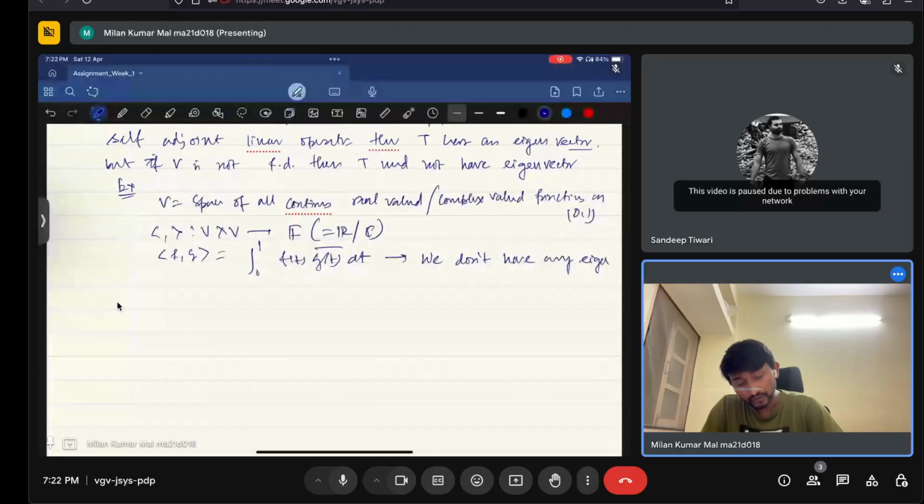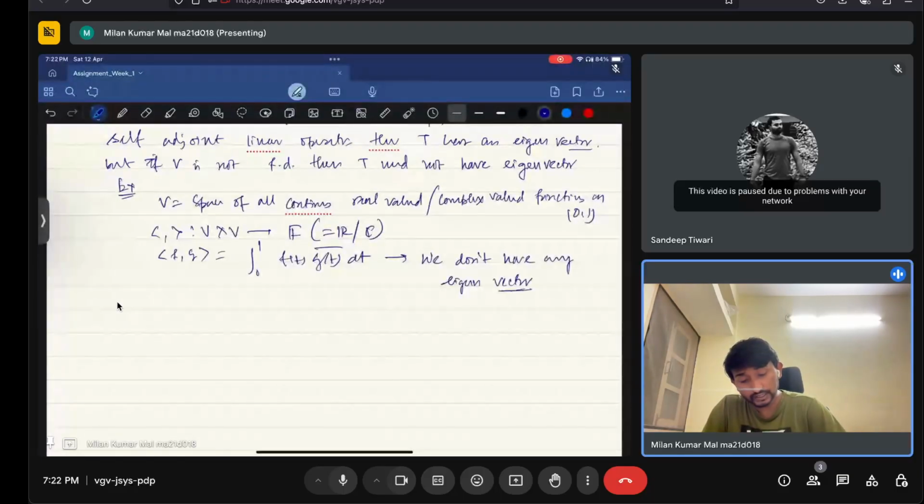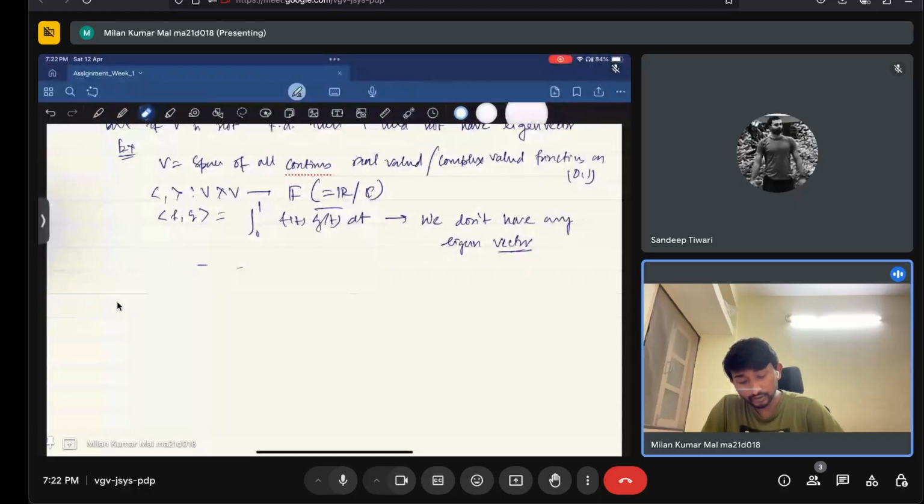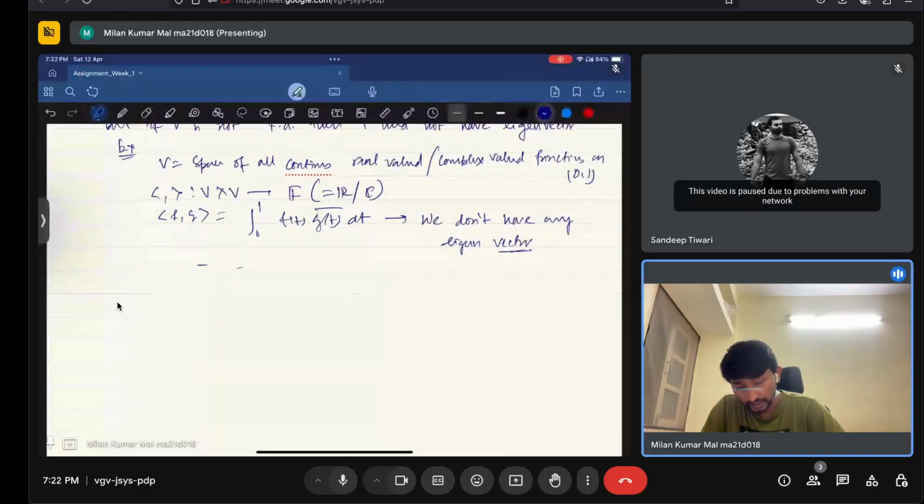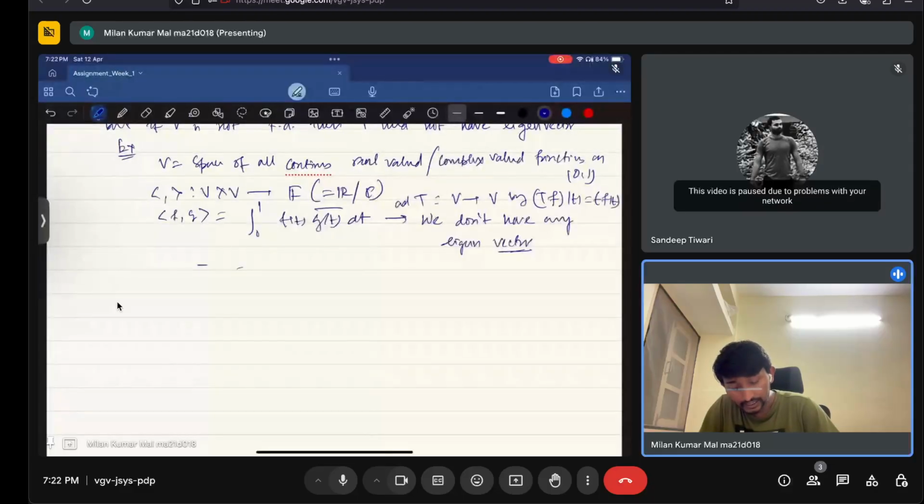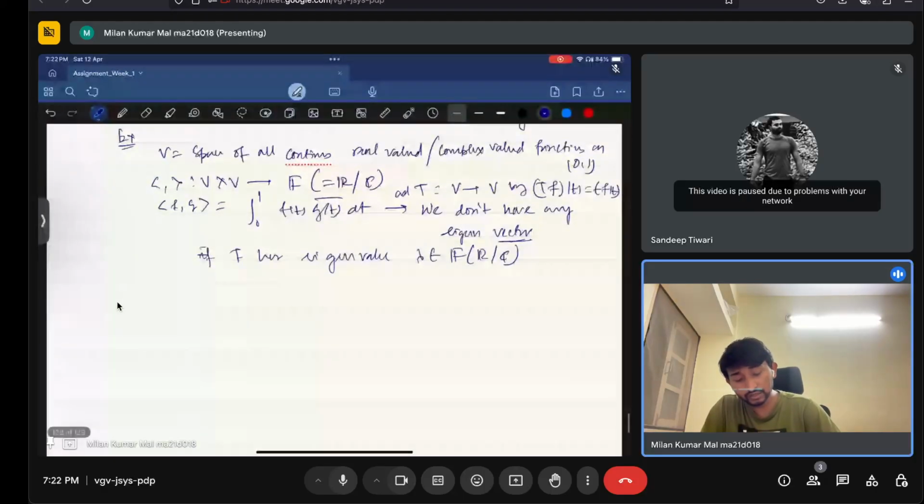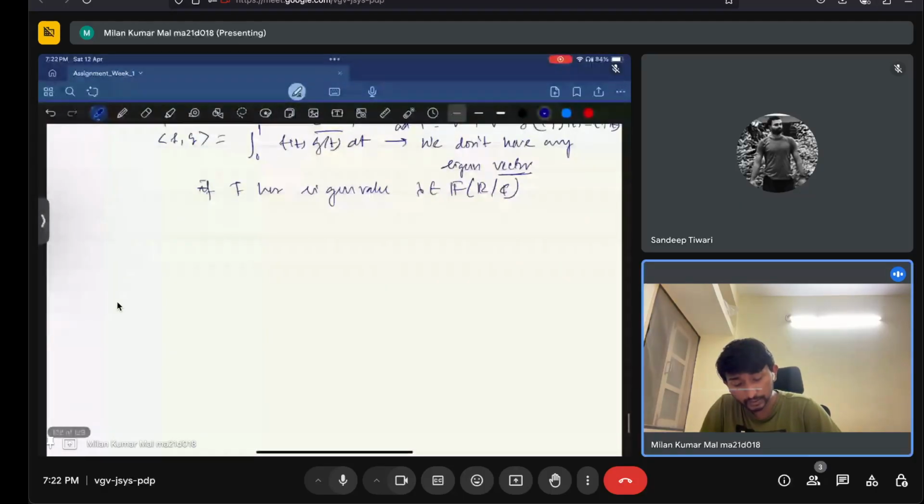Why is this true? Because we have to take T from V to V by T of f at t equals t times f(t). Then if T has an eigenvalue lambda belonging to the field F, that is R or C. Even if I take C, because C is the bigger field, so there may be something one can expect.